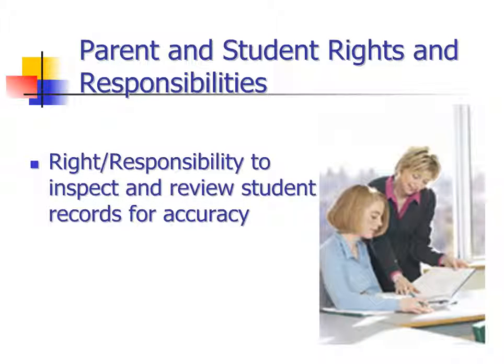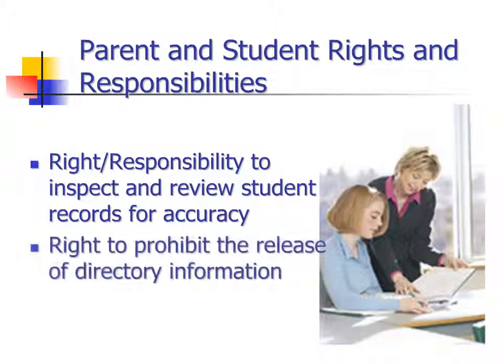Of course, parents and eligible students have rights and responsibilities as well. Parents and eligible students have the right to inspect and review student records for accuracy. The parent having legal custody may also request that a student record be amended. Schools may also disclose records to the parents of an eligible student over 18 or attending a post-secondary school without the eligible student's consent in situations that involve the safety or health of the student.